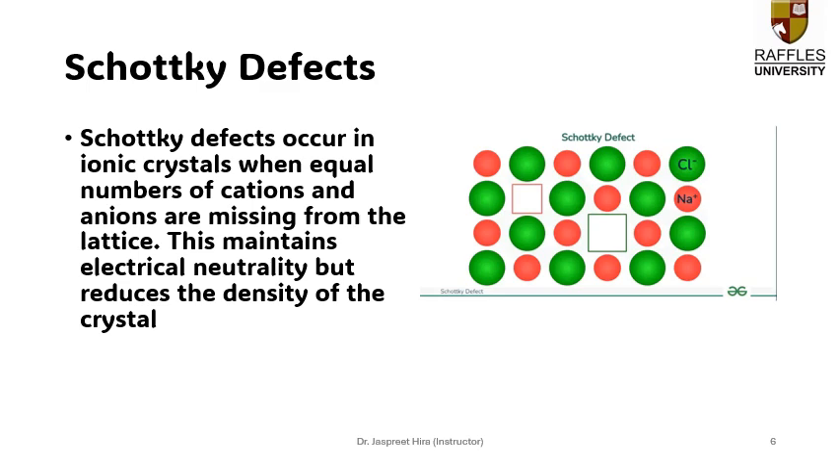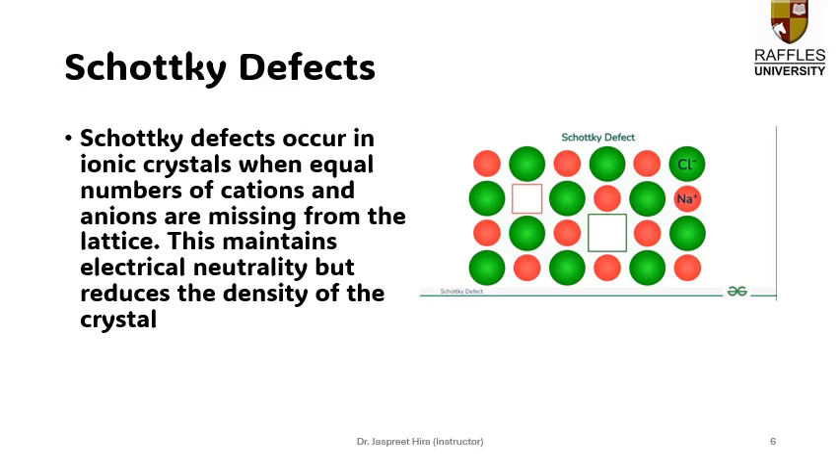Then we have the Schottky defect. A Schottky defect occurs in ionic crystals when an equal number of cations and anions are missing from the lattice. This maintains electrical neutrality but reduces the density of the crystal. So this defect is also not a desirable defect.